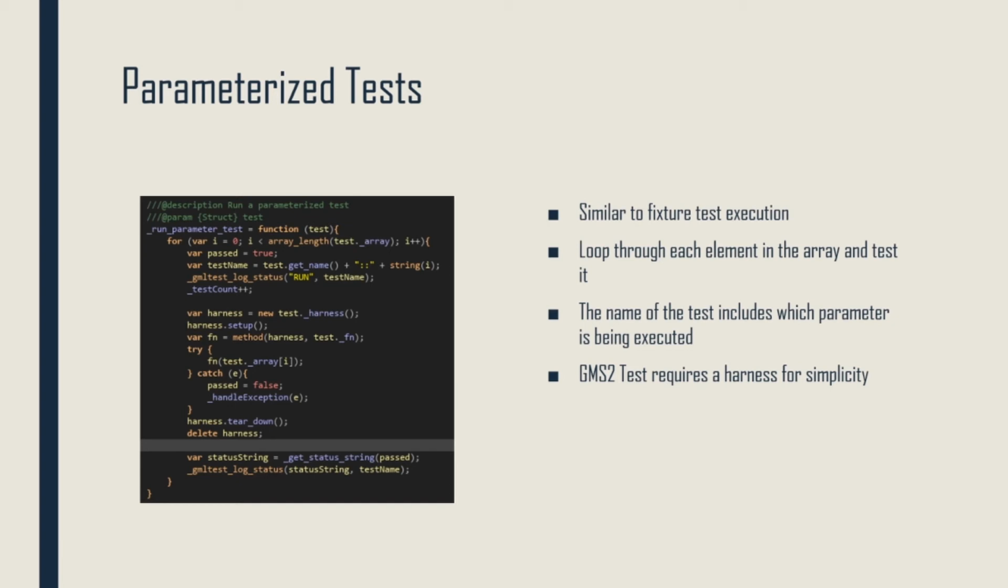For simplicity, the GameMaker testing framework requires a harness for parameterized tests, but you don't need one. Part of that reason is also because GameMaker doesn't allow for 2 functions to have the same name. So it makes more sense to include a fixture when you're setting up your parameterized tests. And because there's a default harness included with it, you can just pass that in instead, and that way you can have a no harness parameterized test.